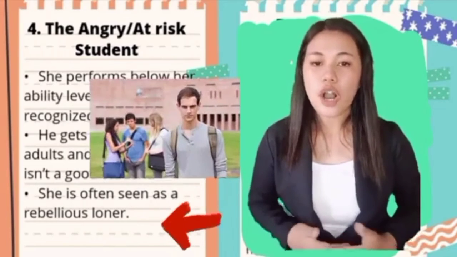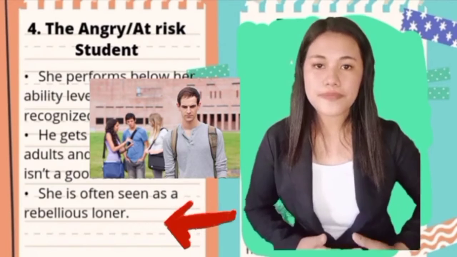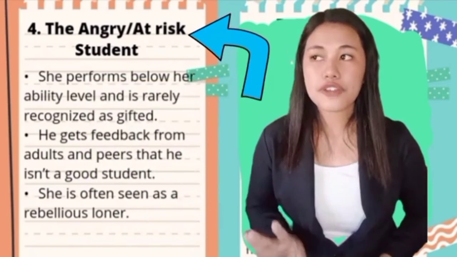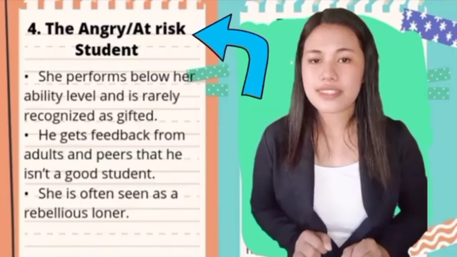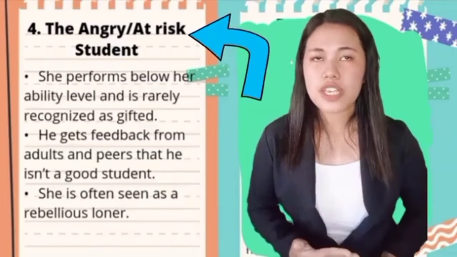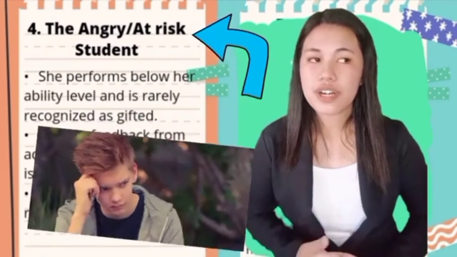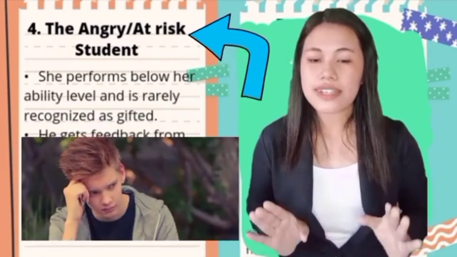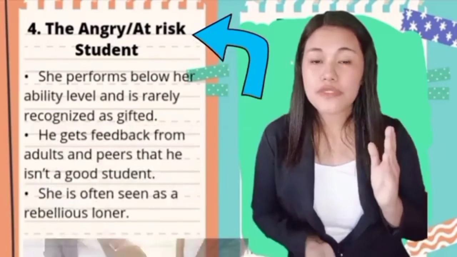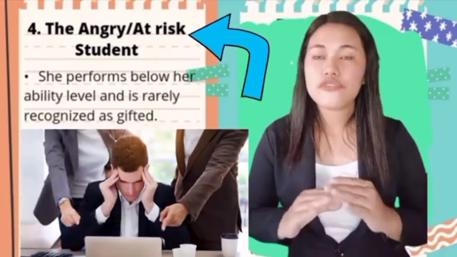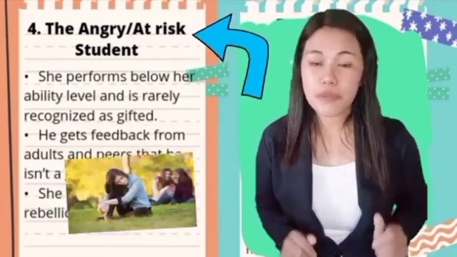3rd, often seen as a rebellious loner or learner, and therefore the angry or at-risk student really gets discouraged. Disrupted means causing trouble in class, and somehow it can cause misunderstanding and conflicts due to out of control and a mix of emotions.